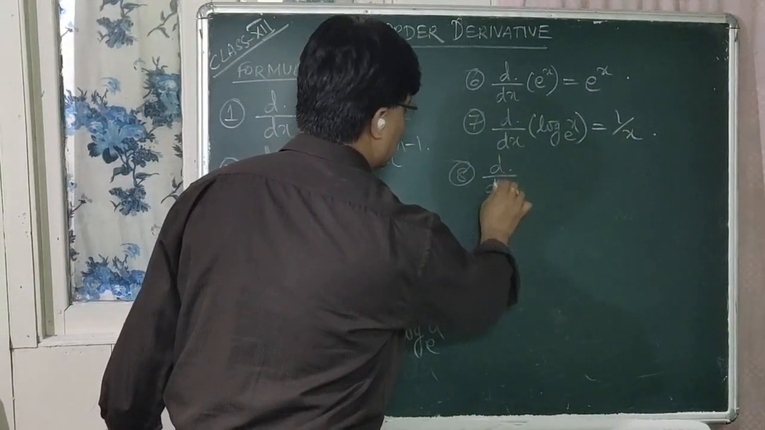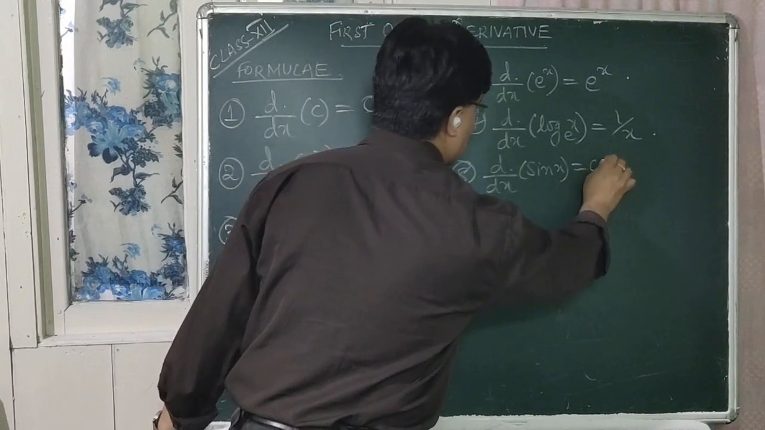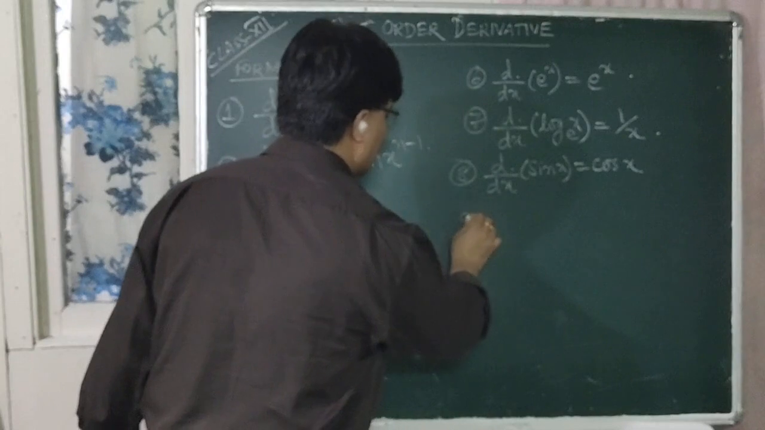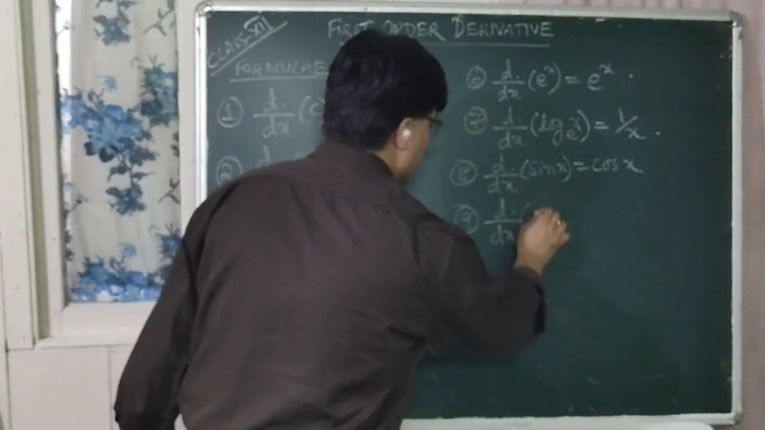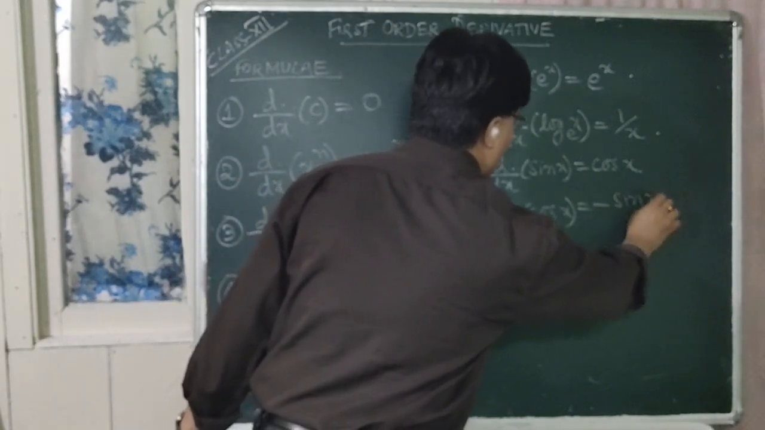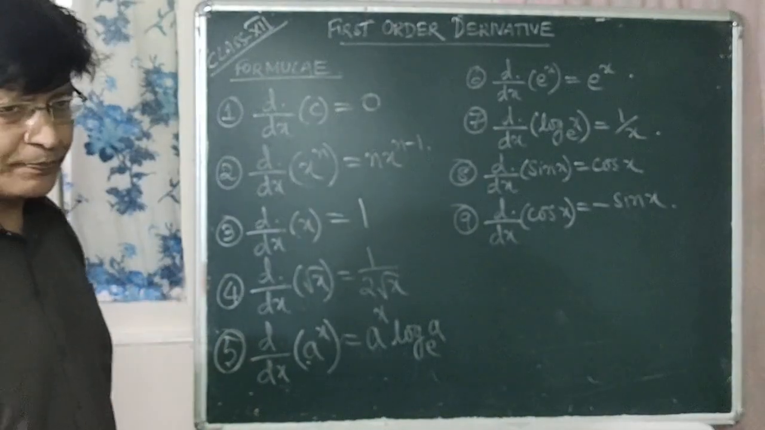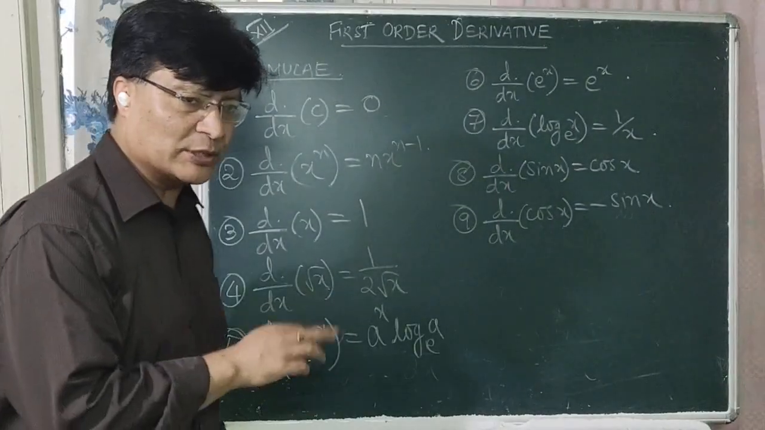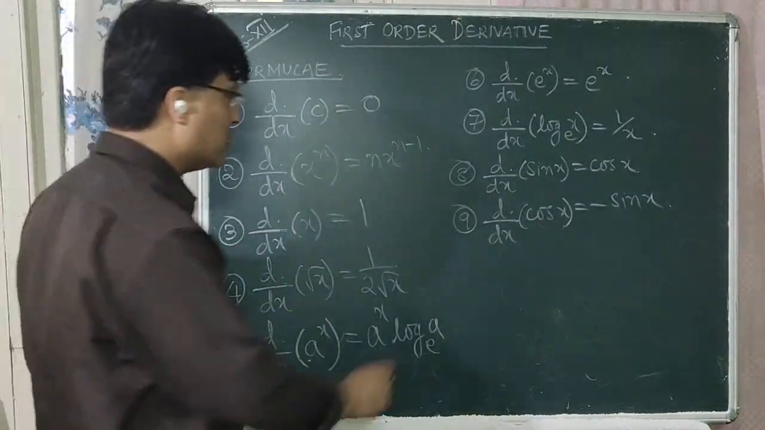And now number 8, now we can write the differentiation of trigonometric functions. That is d by dx of sine x. What is d by dx of sine x? It is cos x. Now number 9, d by dx of cos x is equal to, if the trigonometrical ratios start from C, then its differentiation is minus, right?